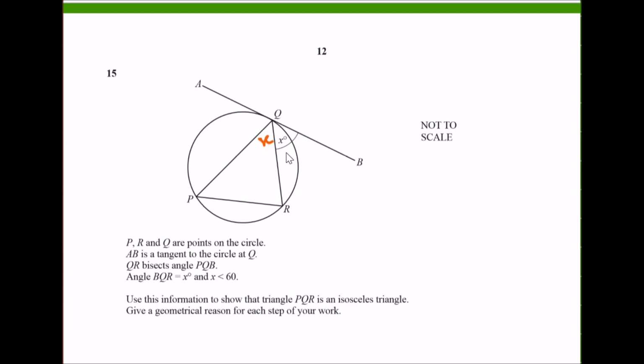Angle BQR equal to x degree and angle x less than 60 degree. So use the information to show that triangle PQR is an isosceles triangle. Give a geometrical reason for each step of your work. So to show that it is an isosceles triangle, we need to show two angles are equal, two sides will be equal, right? If two angles are equal, you can show here. How? Let us see.